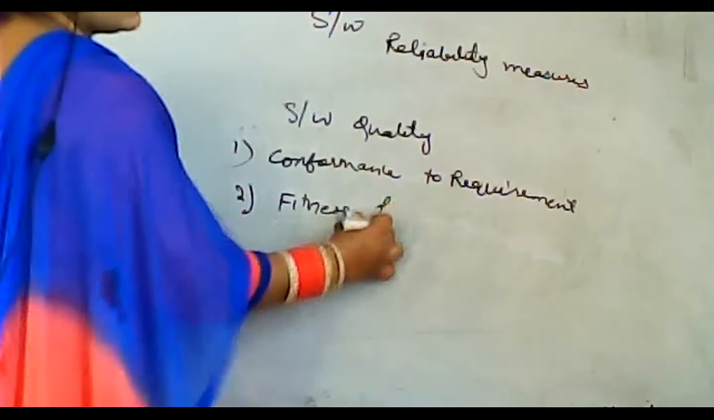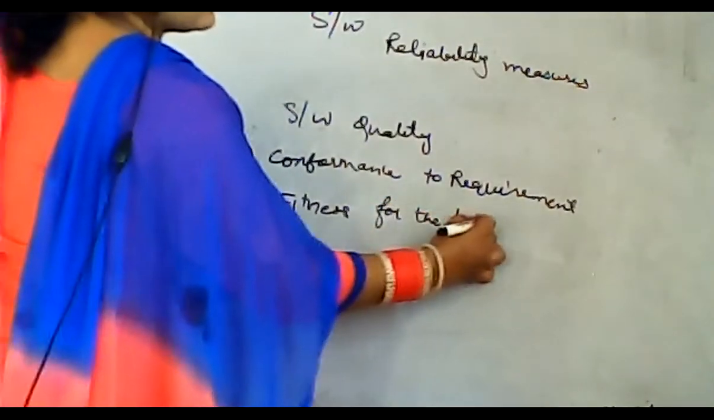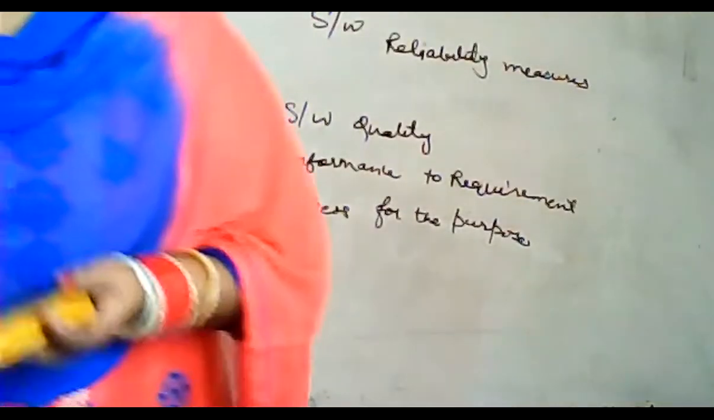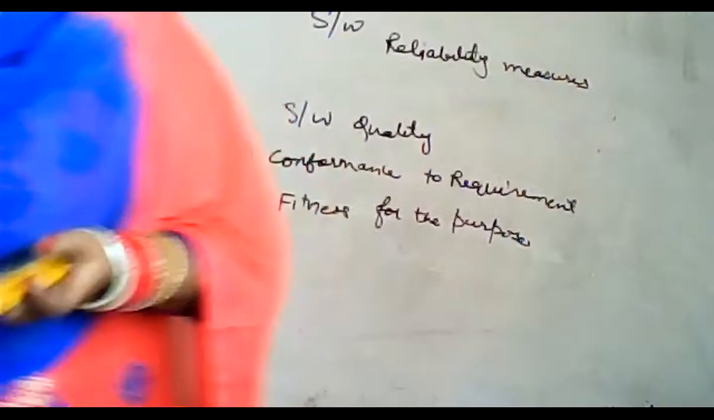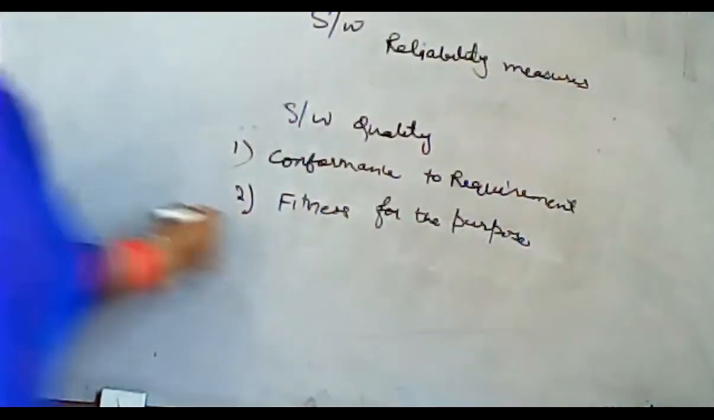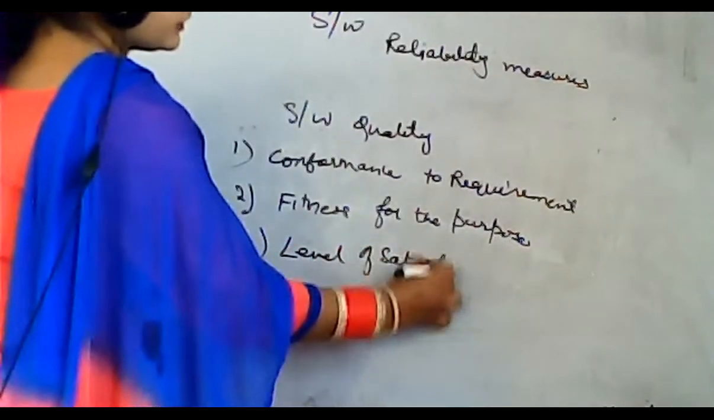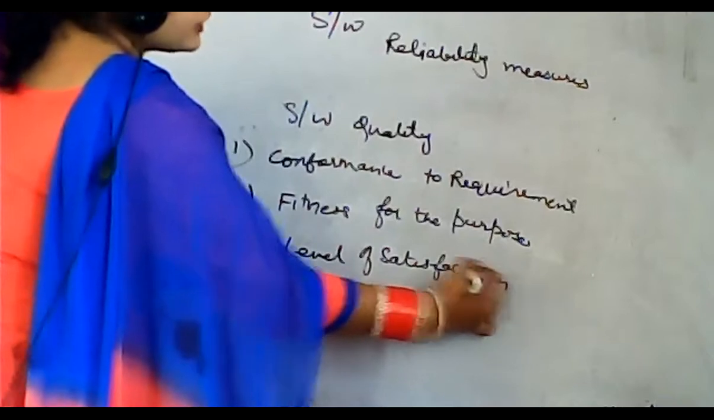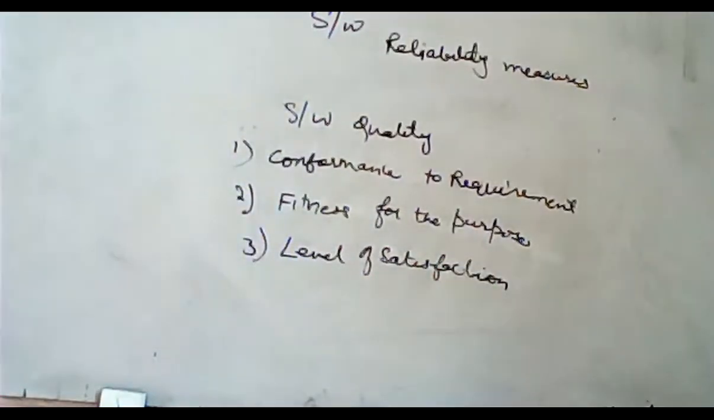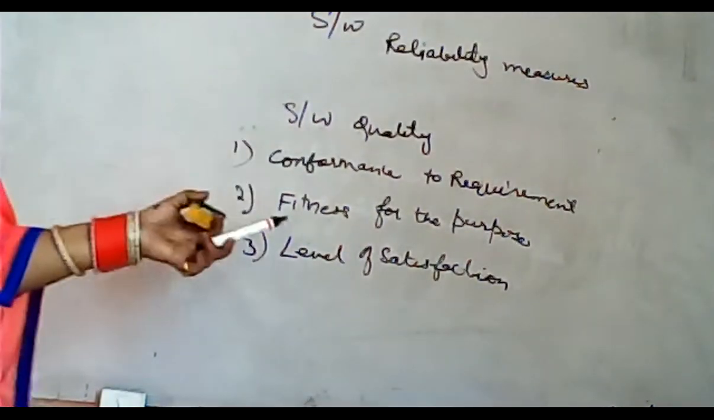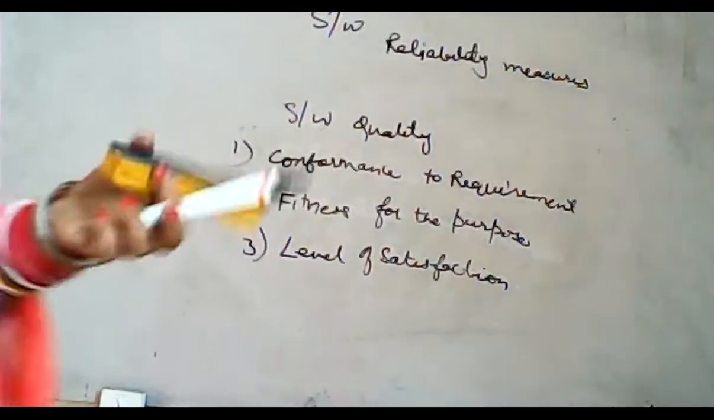Fitness for the purpose. मतलब क्या है? It is fit जिस पर्पस के लिए डेवलप करें. More the fit the project is, more it has a software. We can say good quality the software has, or we can say defined in the terms of level of satisfaction of the customer. If the customer is satisfied, he will say, or she will say the quality is good. So these things like conformance to requirement, fitness of the purpose, and level of satisfaction can define the software quality.